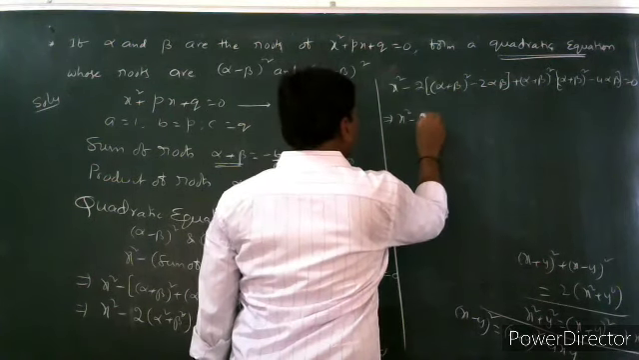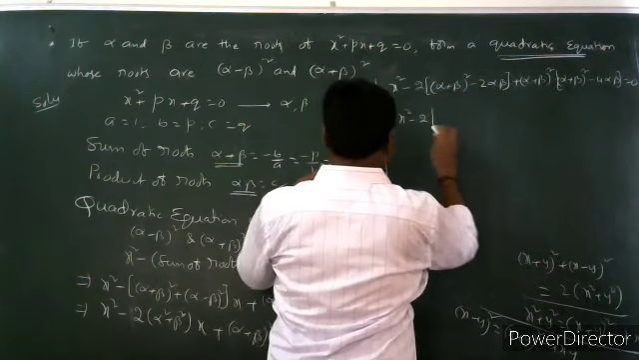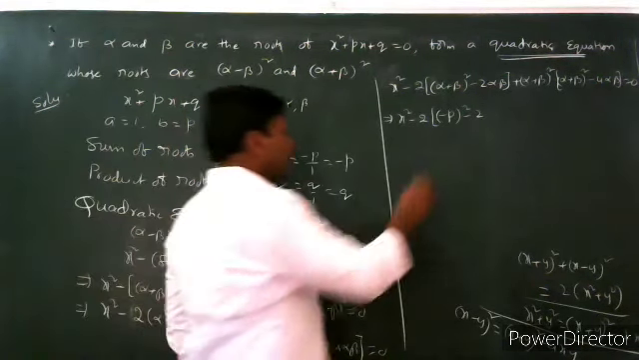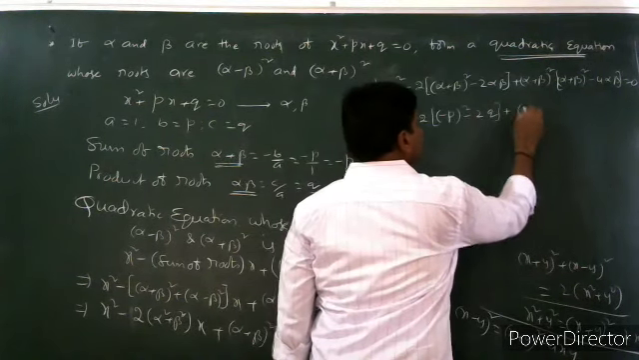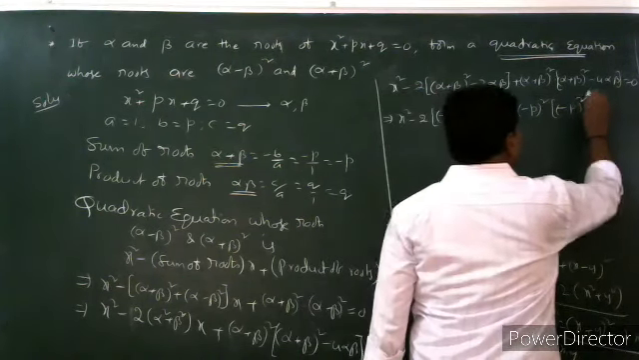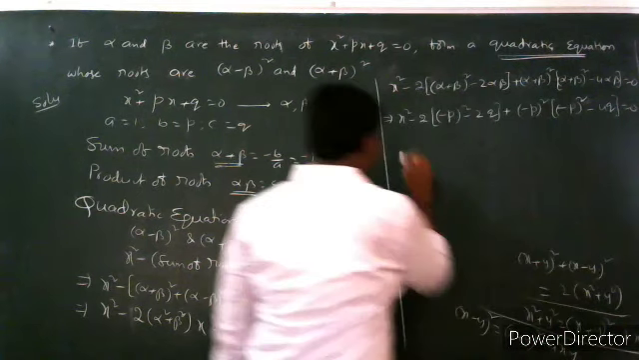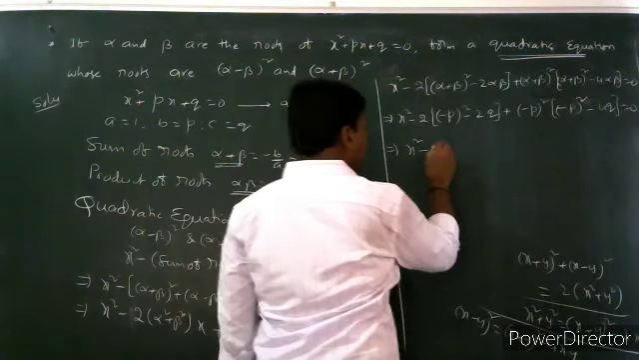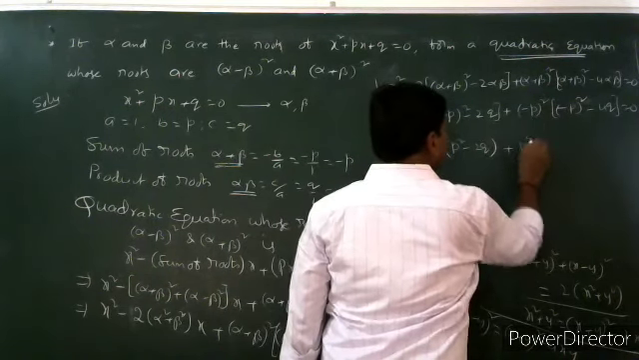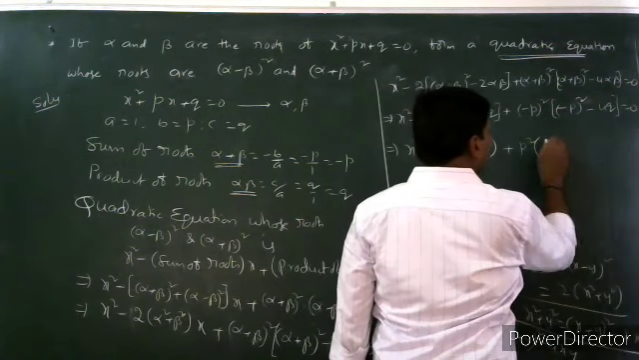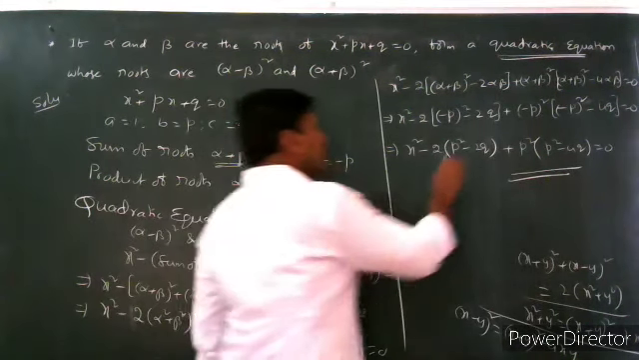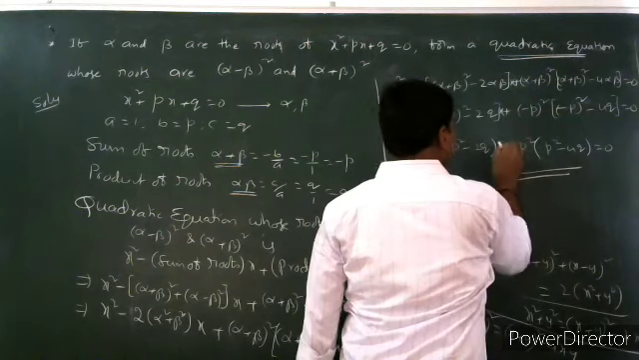Implies x square minus half, alpha plus beta is minus p whole square minus 2 into alpha beta is q, plus minus p whole square, minus p whole square minus 4q is equal to x square minus 2 into p square minus 2q minus p whole square, p square into p square minus 4q is equal to 0. This is our required equation.